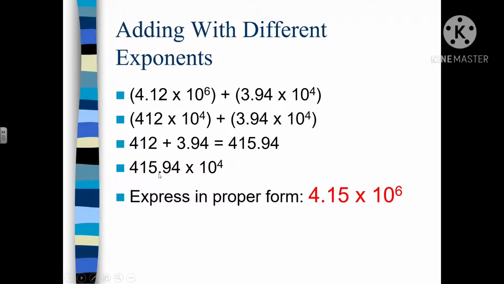Why? Because the whole number 415 is not in a single digit before the decimal. So you have to move the decimal to the left, 1, 2, 2 moves. Since the direction is going to the left, you're going to add 2 to the exponent 4. Therefore, the answer, or the sum of these two scientific notations, is 4.15 times 10 to the 6th.